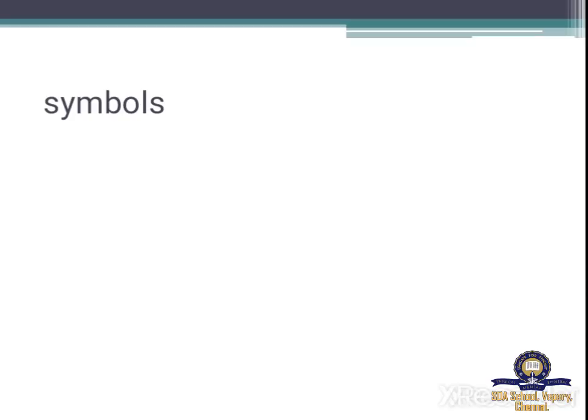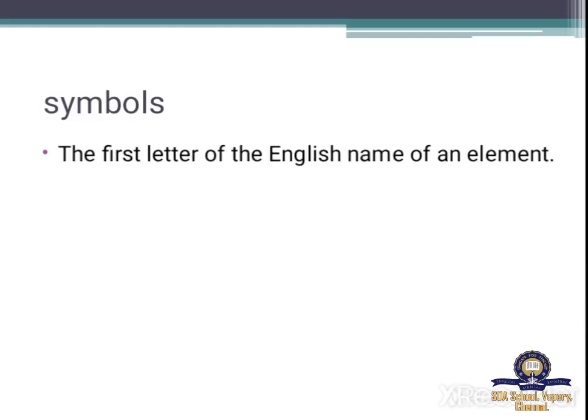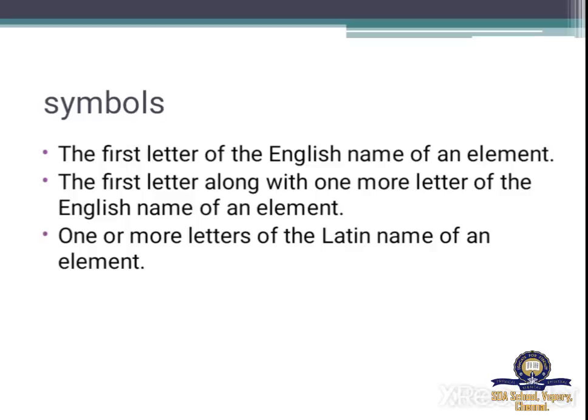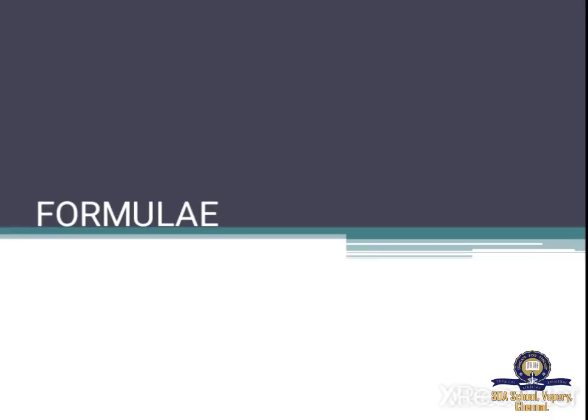Let's recall the ways from which the symbols of different elements are derived. The first one is the first letter of the English name of an element. It should be a capital letter. Then the second one is the first letter along with one more letter of the English name of an element. And the final one is one or more letters of a Latin name of an element. These are the 3 ways. I hope you all understood till this. Now we are moving on to the second part, which is formulae.